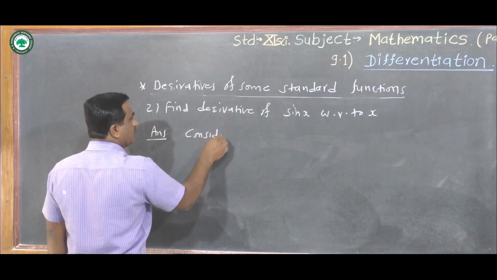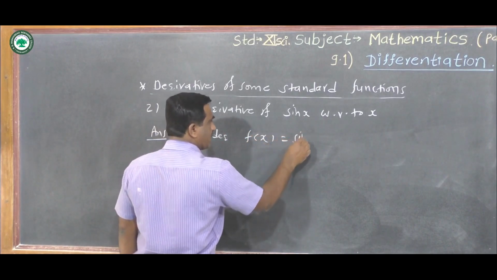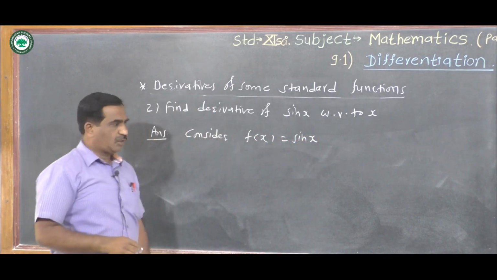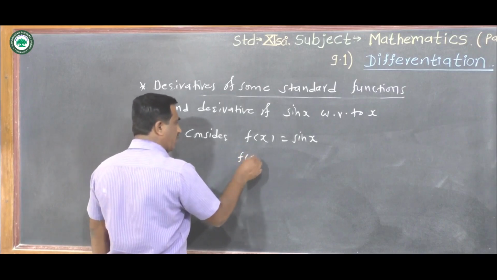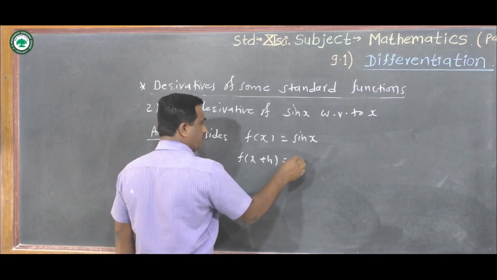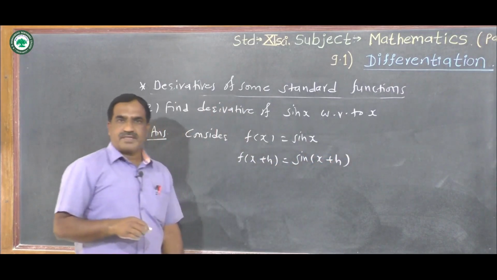Consider function f of x is equal to sin x. Now put x is equal to x plus h here. Therefore we can write f of x plus h is equal to sin of x plus h.